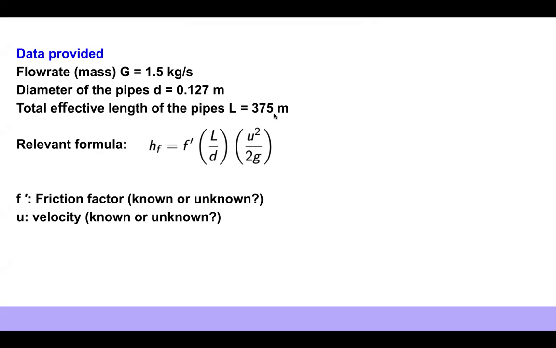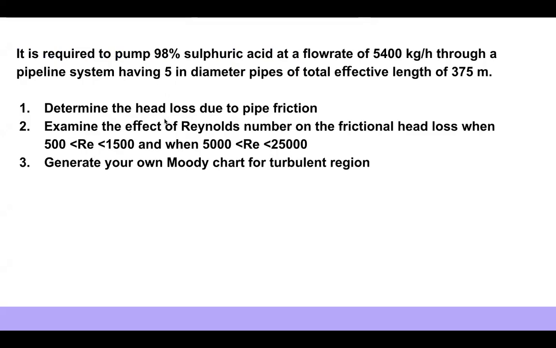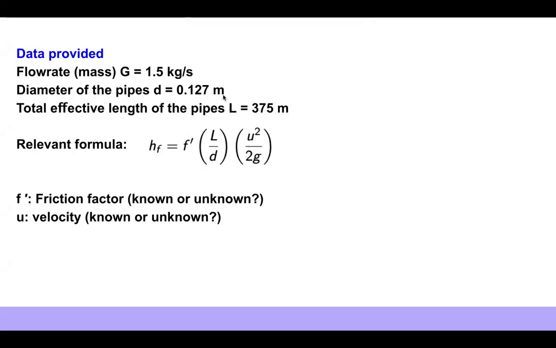Now we'll come to the formula where you can find the head loss due to pipe friction. The head loss due to pipe friction is calculated by this given formula. HF is the head loss, and F dash is the friction factor. L by D is the pipe's length by diameter ratio. U is the velocity at which the flow is happening inside the pipe, and G is acceleration due to gravity. So the entire formula is HF equal to F dash L by D U square by 2G. In this, certain things have been given to us, and certain things we have to figure out.